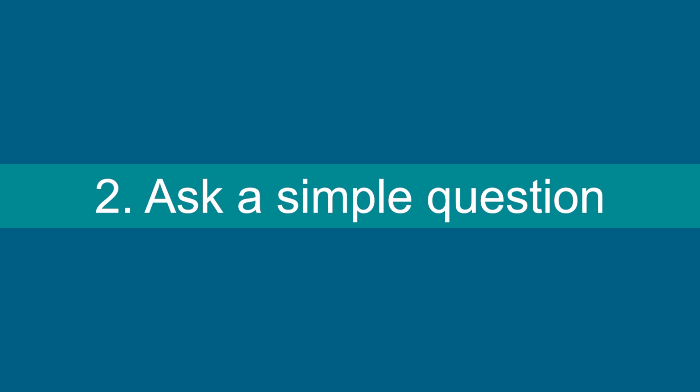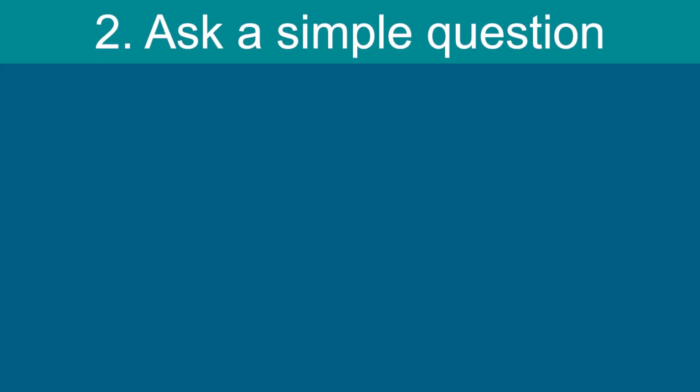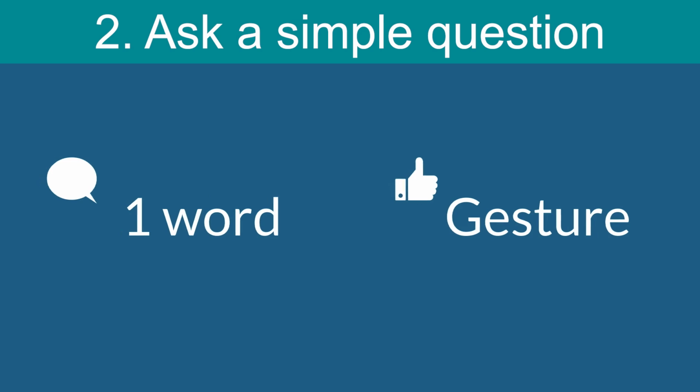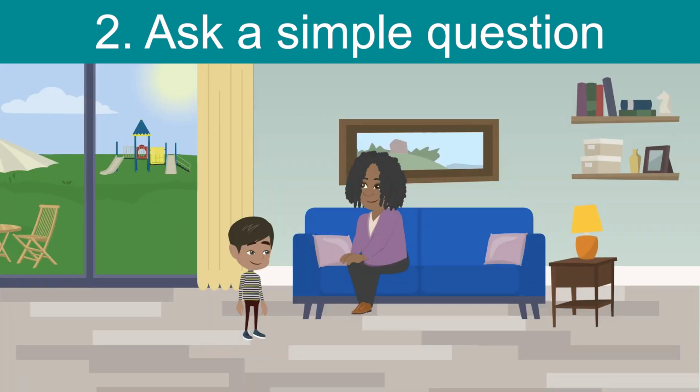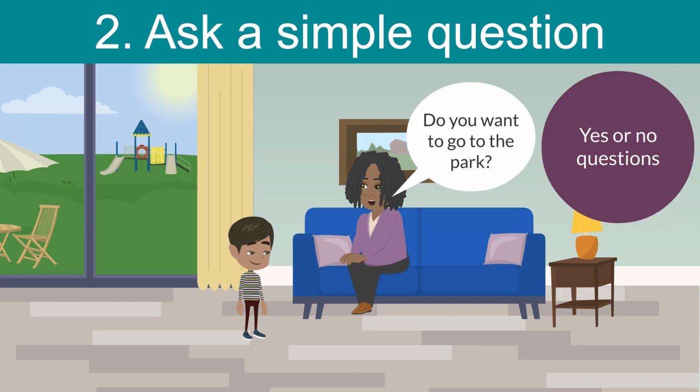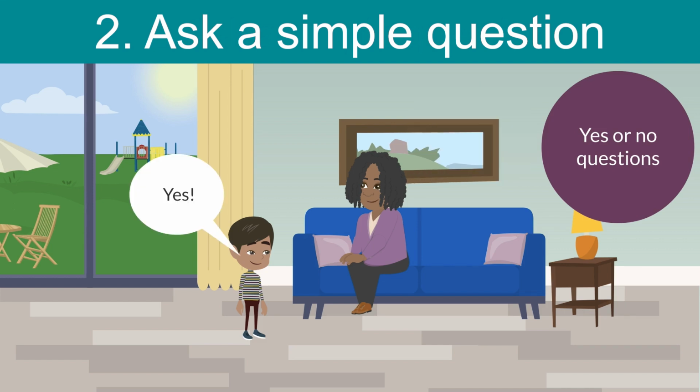On the other hand, if you did understand some of your child's message, but not all of it, you can ask a simple question. Simple questions are questions that only require a gesture or a one-word answer. Sometimes it may be easier to understand a single word or gesture. Simple questions include yes/no questions, like, do you want to go to the park? They allow your child to answer with one word. They can even nod or shake their head.